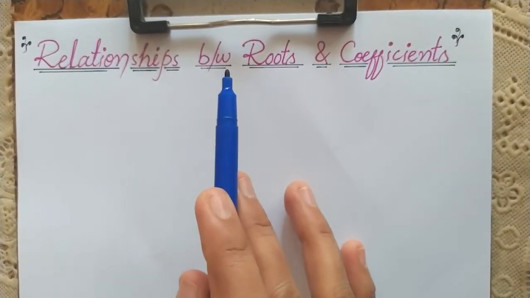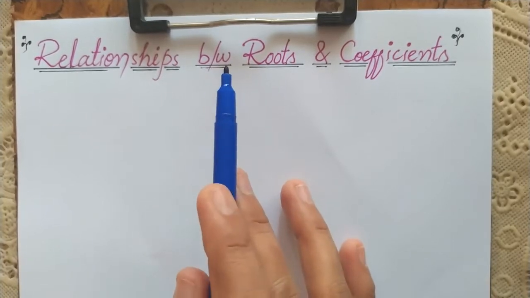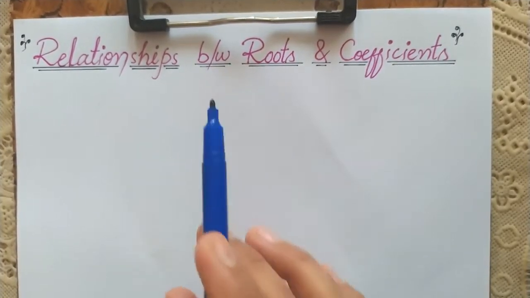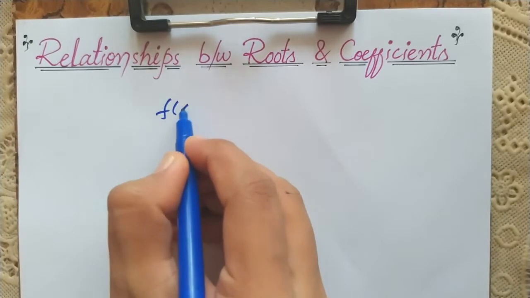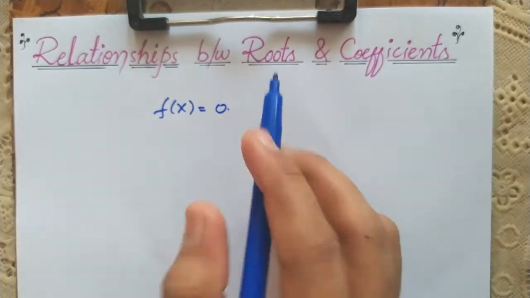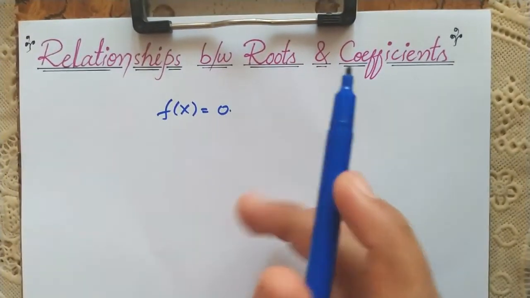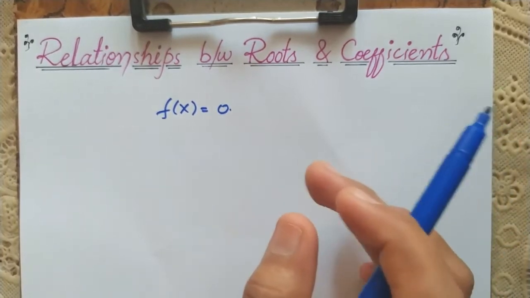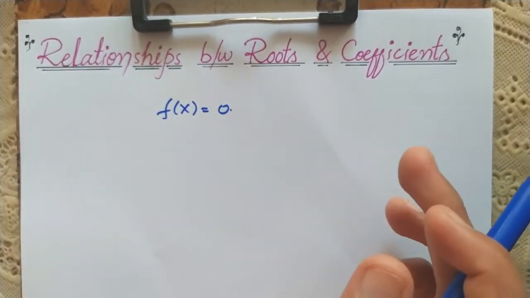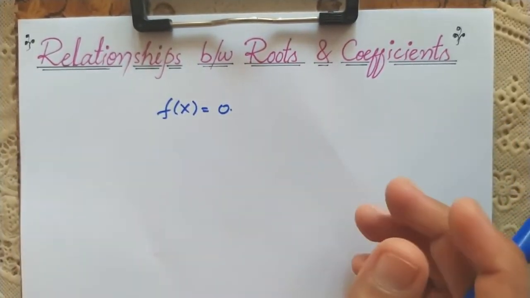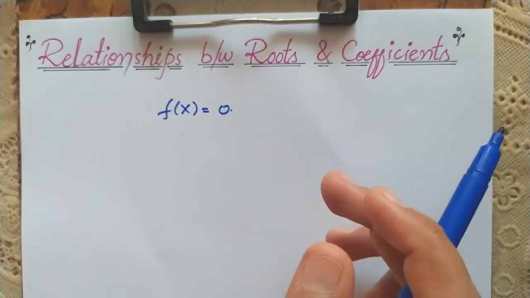In this video, first we will see the general relationships between the roots and coefficients of the equation f of x is equal to 0, which enable us to solve different equations, and then we will solve some examples so that you can clearly understand the concepts, right? But before doing this, let's briefly see what is meant by the root of the equation.